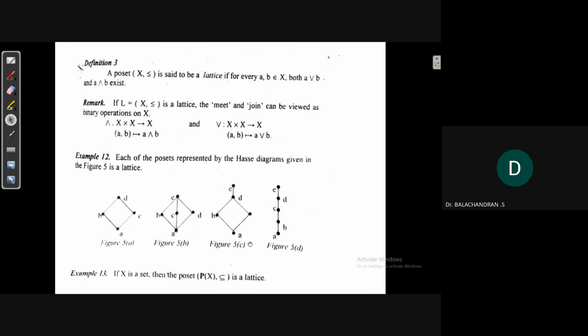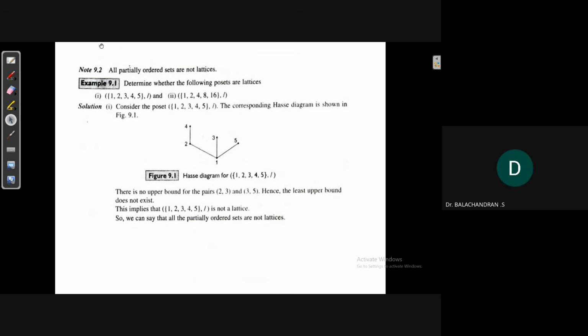Okay. So next, most important note: all partially ordered sets are not lattices. Determine whether the following posets are lattices. Here the set is 1, 2, 3, 4, 5, and the relation is division. So you need to draw the diagram: 1 divides 2, 1 divides 3, 1 divides 5, 2 divides 4.